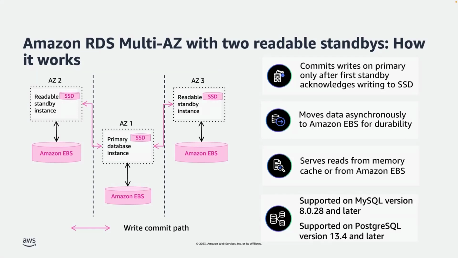With this option, we use different instance types that use local SSD storage. Currently, multi-AZ DB clusters only support M5D, M6GD, R5D, R6GD, and X2IEDN DB instance classes. If you look at the last point, right now, multi-AZ DB clusters with 2 readable standbys are supported on MySQL version 8.0.28 and later, and supported on Postgres versions 13.4 and later.